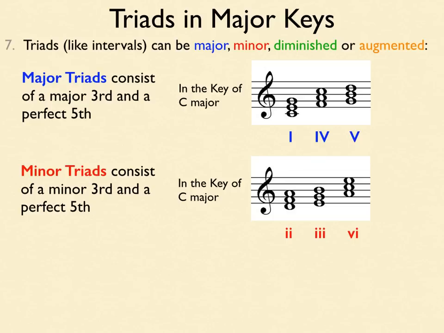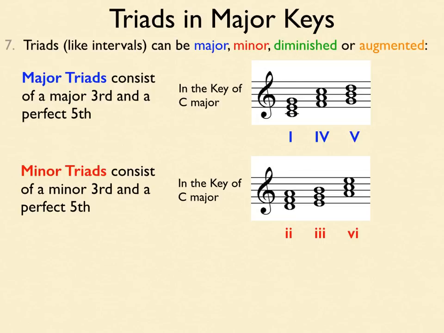So that's what makes them minor triads: the distance from the root of each of those triads to the third of each of those triads is a minor third. In major triads, the distance between your root and your third is a major third, but in minor triads, the distance between your root and your third is a minor third.